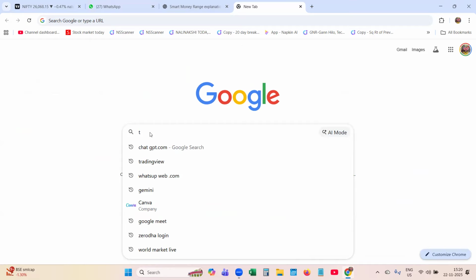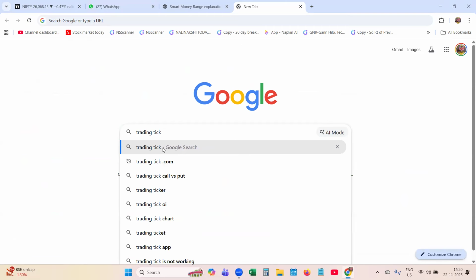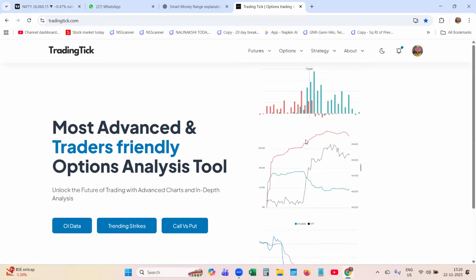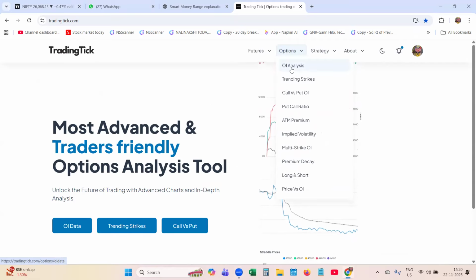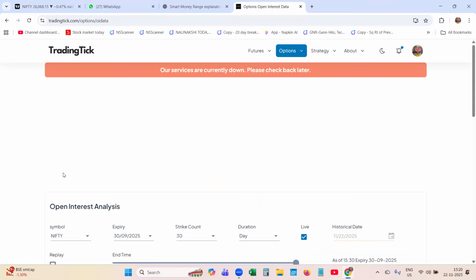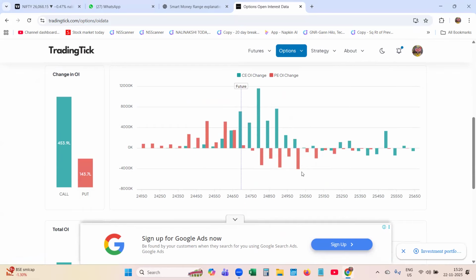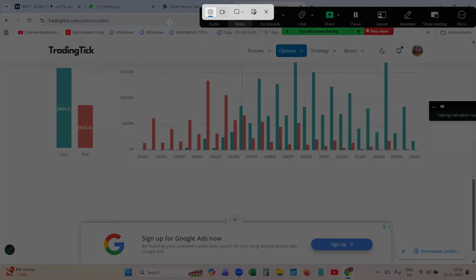to tradingtick.com. Okay. Let me go to open interest analysis. I don't know what has happened to this person. They say they are down. Let it be down, but you will come to know this is the picture. Let me capture this image.